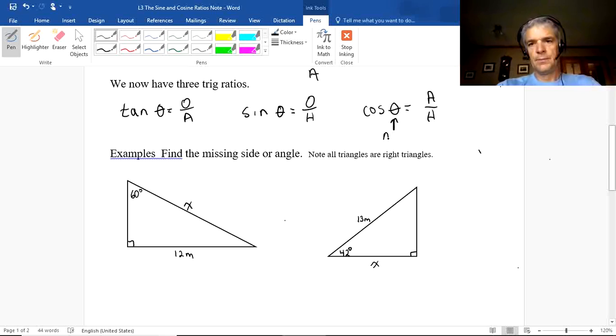Now, remember that theta is an angle, okay? This is an angle. And these numbers here are side lengths, okay? And when we divide them, we get one number. So this is a side length.